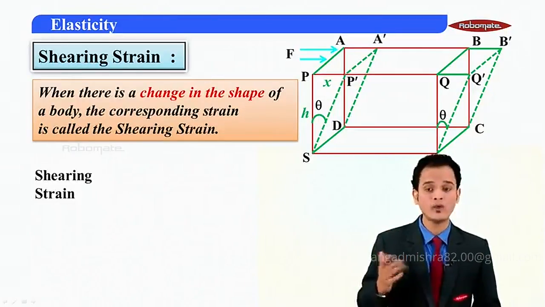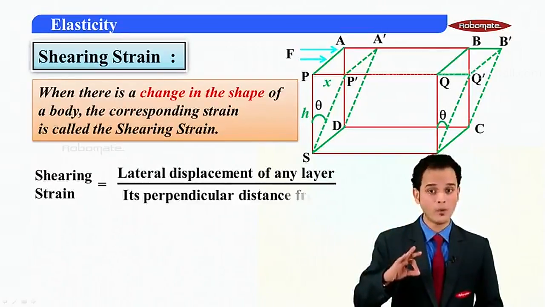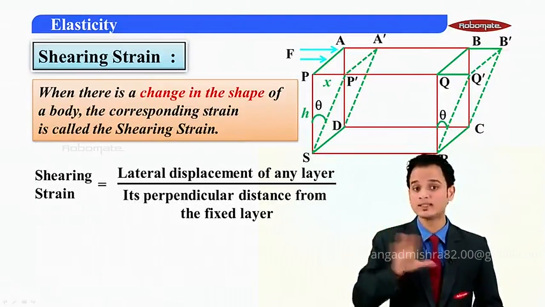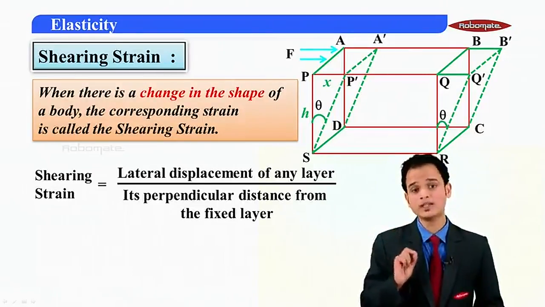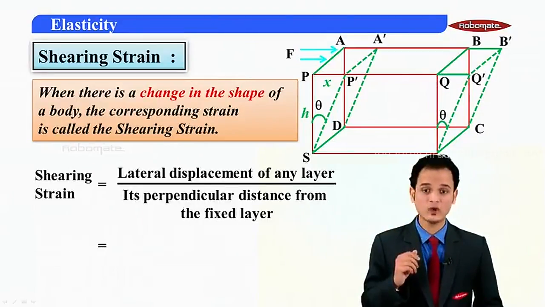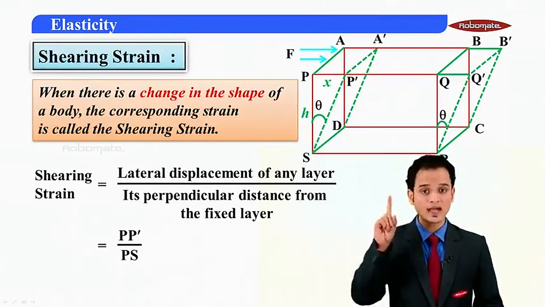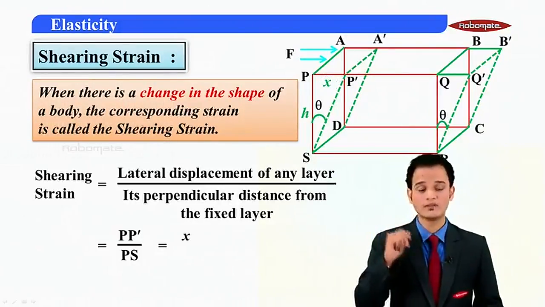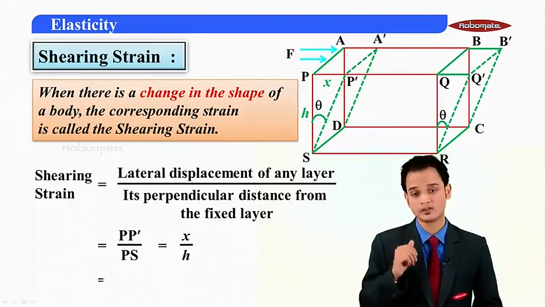Now let us have a look at the formula for shearing strain. That is nothing but lateral displacement of any layer upon its perpendicular distance from the fixed layer. Now lateral displacement is PP dash. That is nothing but X. We have already seen this. Also the perpendicular distance from the fixed layer is going to be PS, that is h. So let us go ahead. Lateral displacement PP dash, perpendicular distance PS. Now as you can see in the diagram, PP dash is nothing but X. So we have the value of X over here. PS is nothing but small h. So further we have the small h over here.